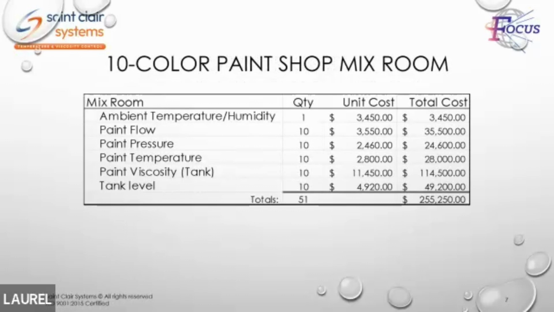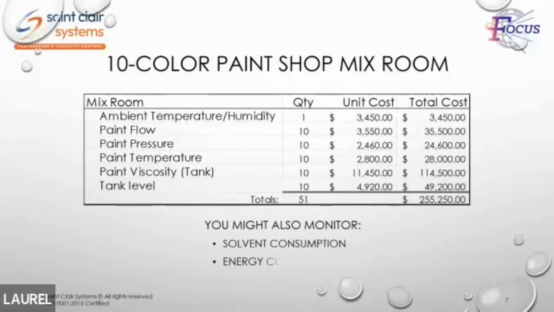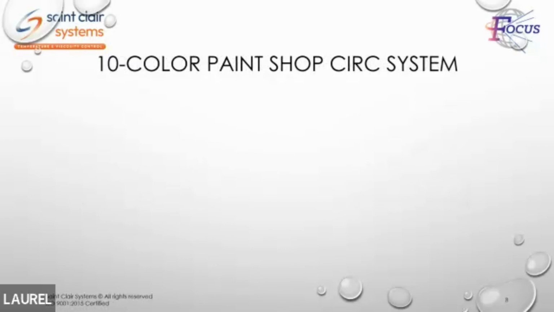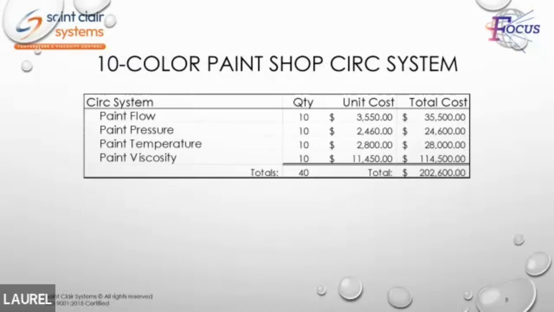Now, when we look at that, just for 10 colors, we're talking about a minimum of 51 sensors at a cost of $250,000. So it adds up in a hurry. And you might want to add things to that, like solvent tracking and energy consumption and tracking waste and things like that. From there, we have to get it to our process. So it moves into the circ system. Here, we've got several other parameters that we need to monitor, about 40 sensors worth, to a tune of about $200,000. Quick math, we're into this almost $500,000 and we haven't painted a part yet. That's a problem.